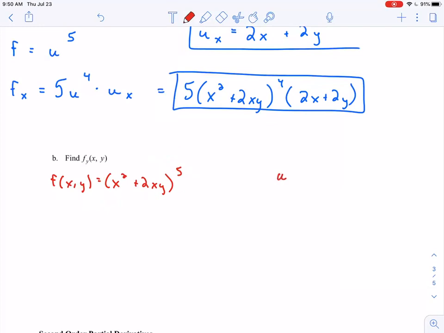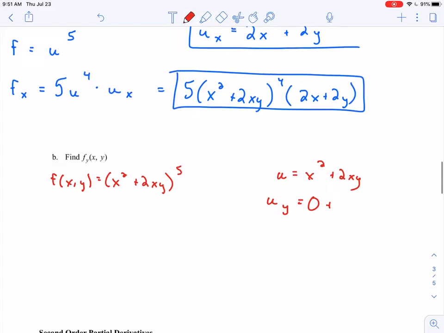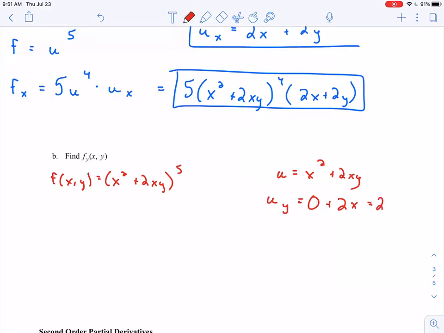So if you need to, off to the side, say u is equal to that inside part, which again is x squared plus 2xy. And here I want the partial derivative of u with respect to y. So u sub y, x squared, that's a constant, so the derivative of x squared is going to be 0. Plus here, ignore 2x for a moment, the derivative of 2y is just going to be plus 2. And then that x is a constant multiple, so that just comes down to the next step, so 2x. So the partial derivative with respect to y is simply 2x.